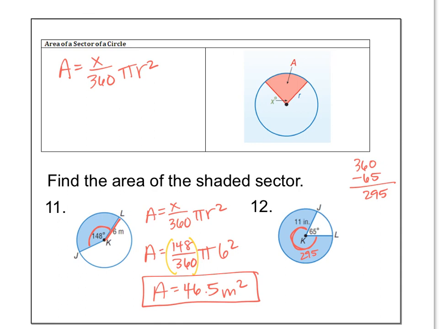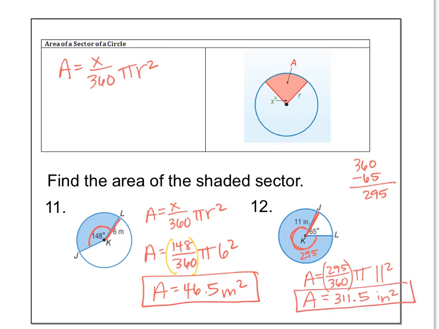So here we go. We're going to say 295 out of 360 times pi, and then I need the radius, which I can see right here is 11 squared. I type it in my calculator, probably putting parentheses around the 295 divided by 360, and my final answer is 311.5 approximately, and it's inches squared.